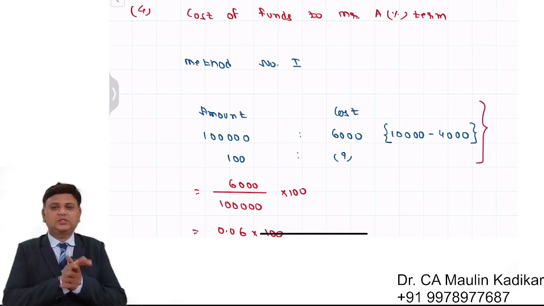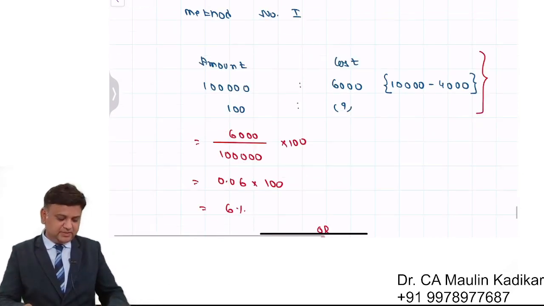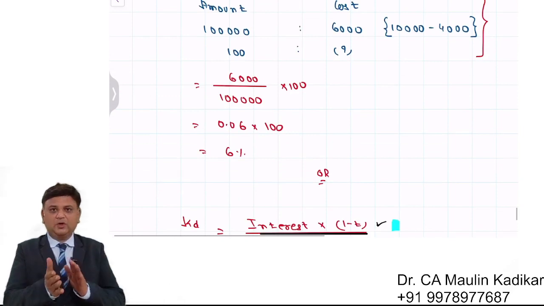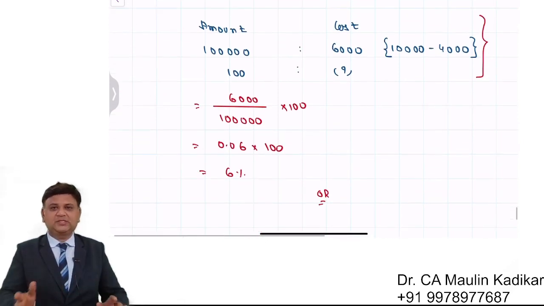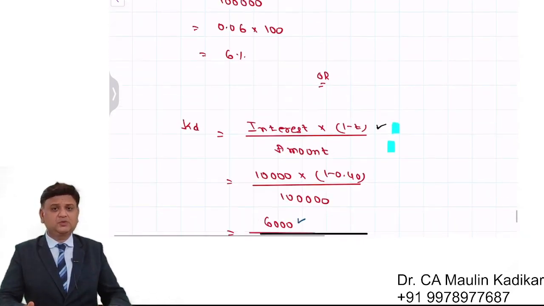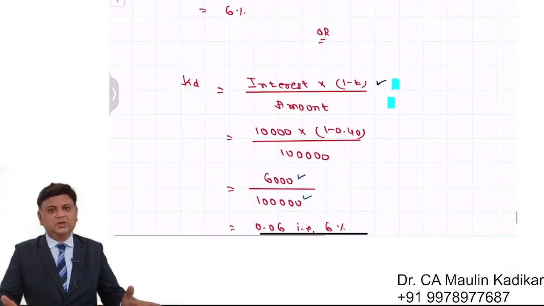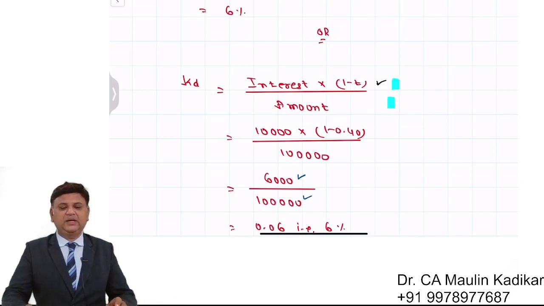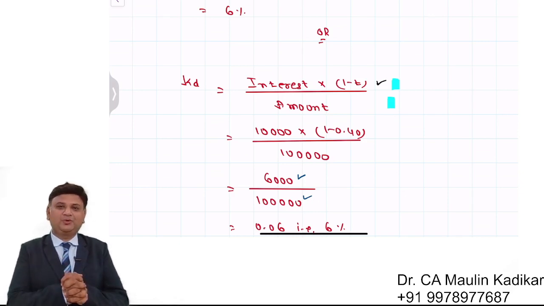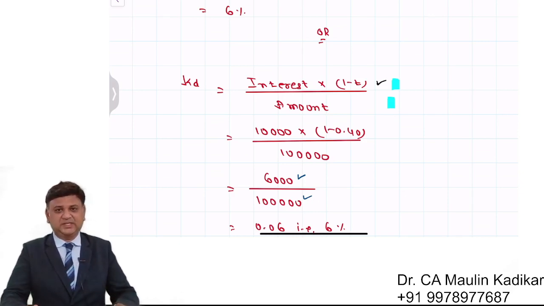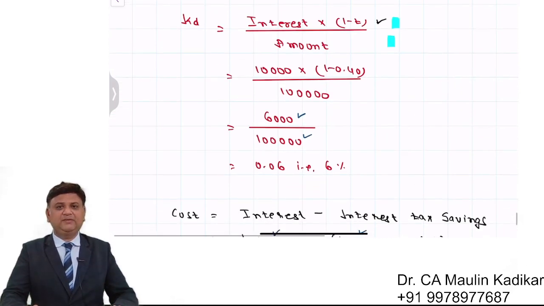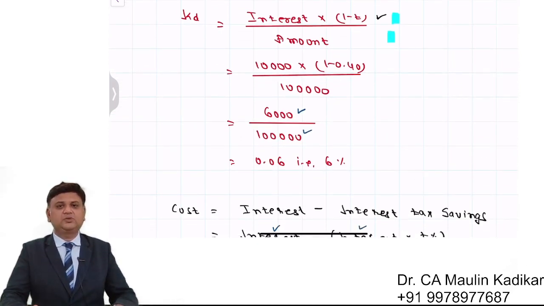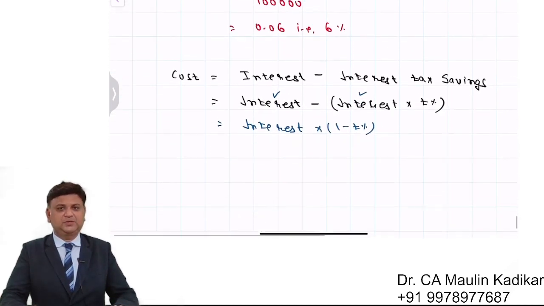So over here, cost of funds to Mr. A in percentage term: the cost for using 1 lakh is 6,000. Then for every 100 rupees it is how much? That comes to 6%. Or otherwise you can use the formula, and of course this is what we are going to do in the subsequent questions. Interest into 1 minus t divided by amount, that comes to 10,000 into 1 minus 0.4 divided by 1 lakh into 100, that comes to 6%.